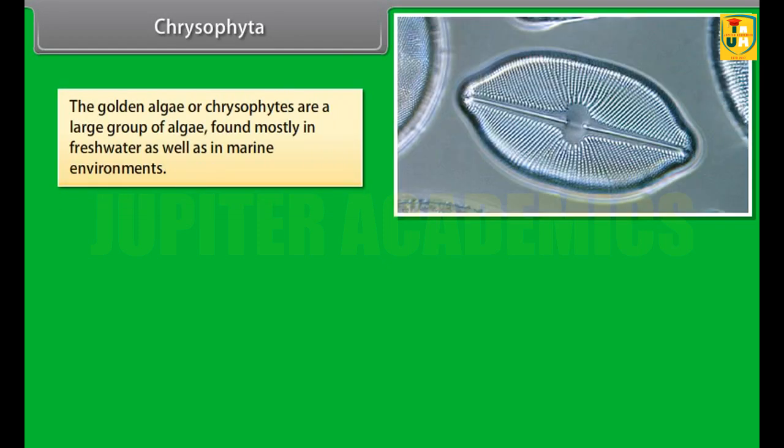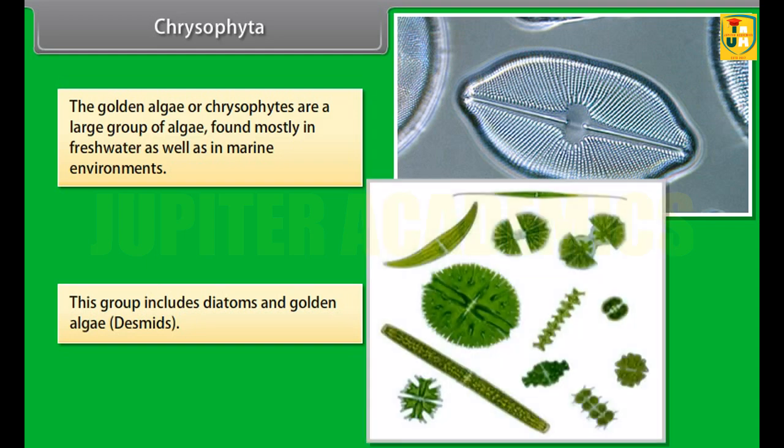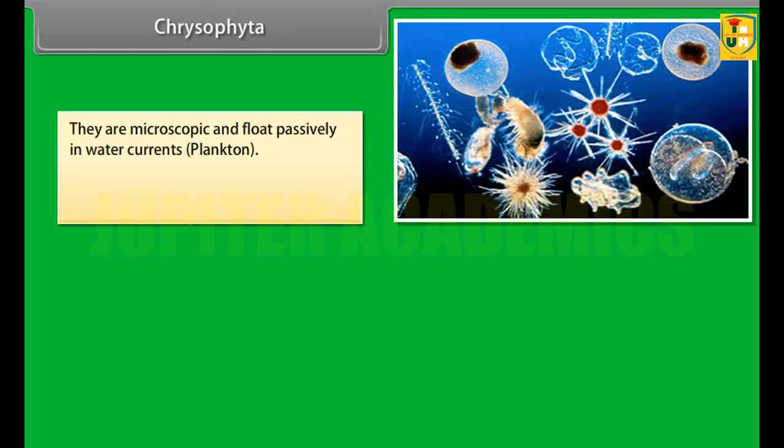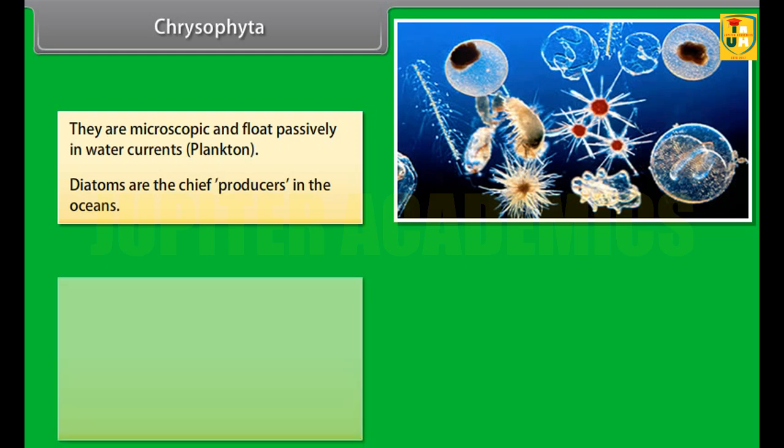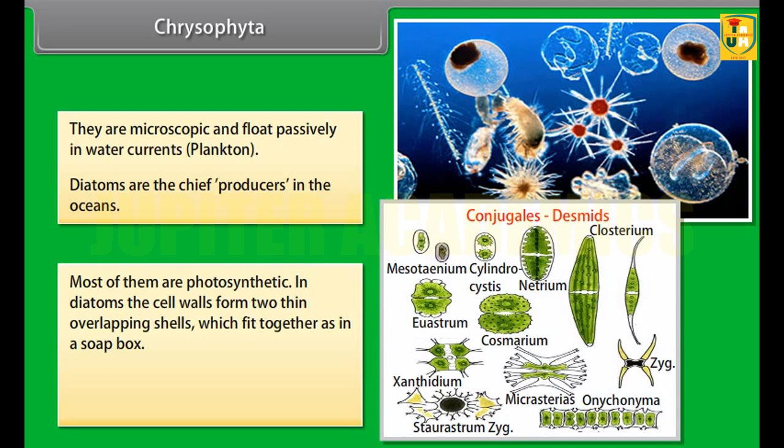Chrysophyta. The golden algae or chrysophytes are a large group of algae found mostly in fresh water as well as in marine environments. This group includes diatoms, golden algae, and desmids. They are microscopic and float passively in water currents, as plankton. Diatoms are the chief producers in the oceans. Most of them are photosynthetic. In diatoms, the cell walls form two thin overlapping shells which fit together as in a soap box. The walls are embedded with silica and thus the walls are indestructible.